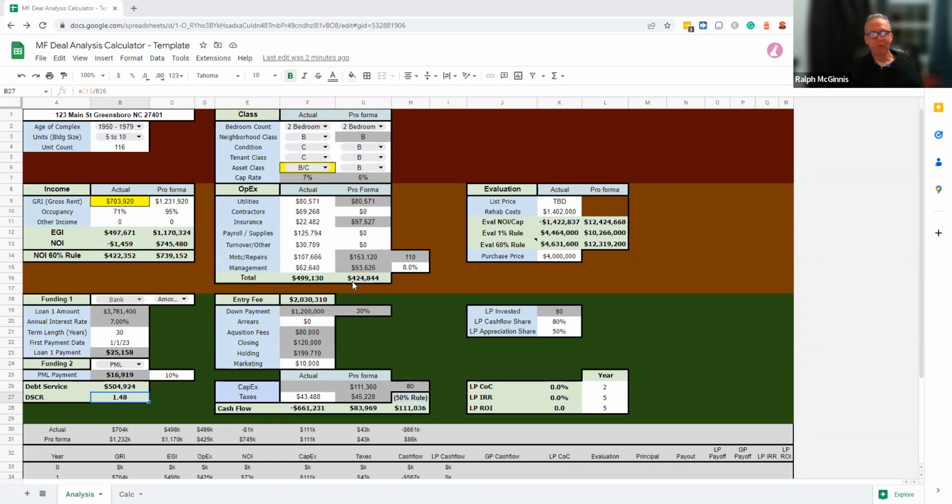Okay, so now moving on to the next, the entry fee. The entry fee represents all of the costs that you have to come to the table with to close on this property.